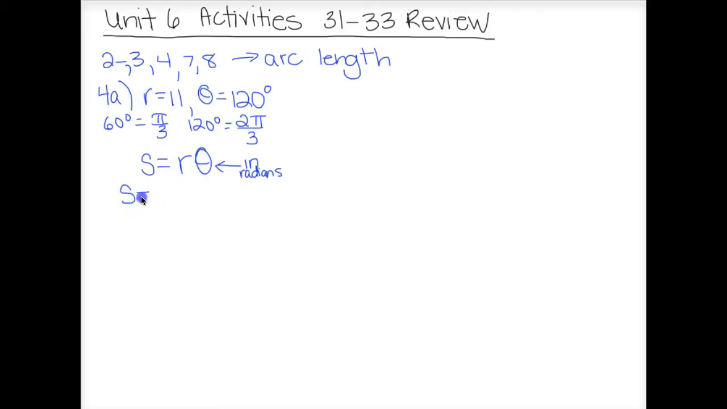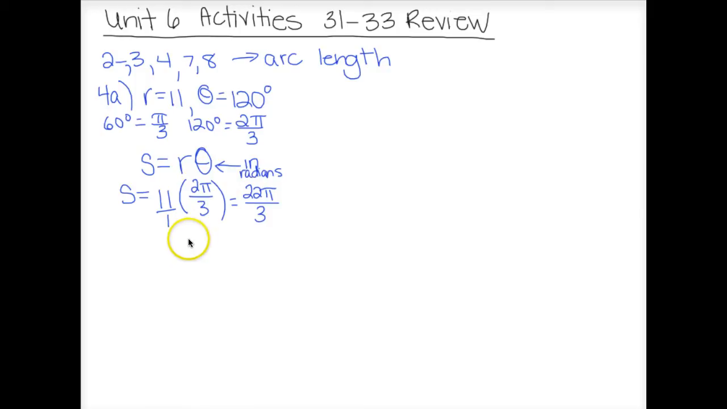So arc length equals radius, which is 11, times theta, which in radians is 2 pi over 3. Remember that since this 11 does not have a denominator, its denominator is 1, and when we multiply fractions, we do numerator times numerator, denominator times denominator. So 11 times 2 pi is 22 pi. 1 times 3 is 3. So we get 22 pi over 3 in radians.